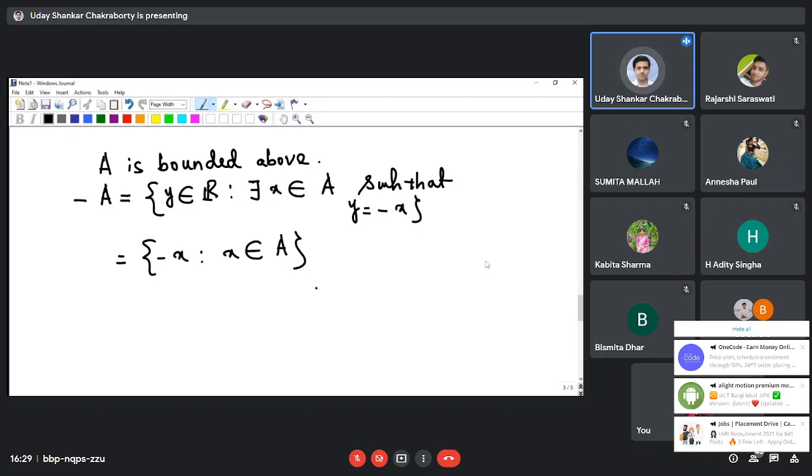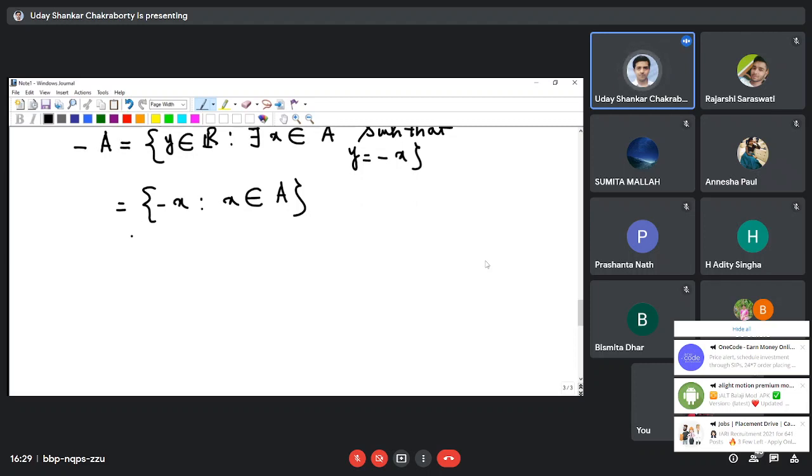I know that A is bounded above. So what can I say about minus A? Can anyone give me the answer? It is bounded below. So Prashanta has got the answer. Yes, it is bounded below. I agree. How to prove that?